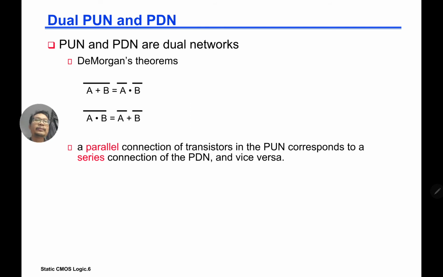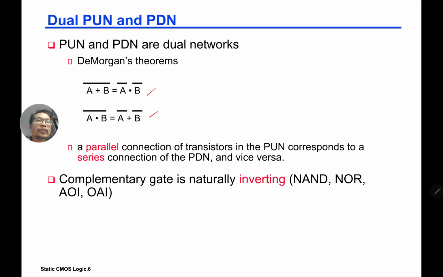Okay, De Morgan's theorem. I think you've already seen De Morgan's theorem, maybe in your undergraduate studies. A parallel connection of transistors in the PUN corresponds to a series connection in the PDN, and vice versa, based on De Morgan's theorem. So a complementary gate is naturally inverting. If you implement in static CMOS, the best gates are actually NAND and NOR. If you need an AND gate, then you need to add an inverter. Okay, so this is your AND gate. By default, it is a NAND and a NOR.